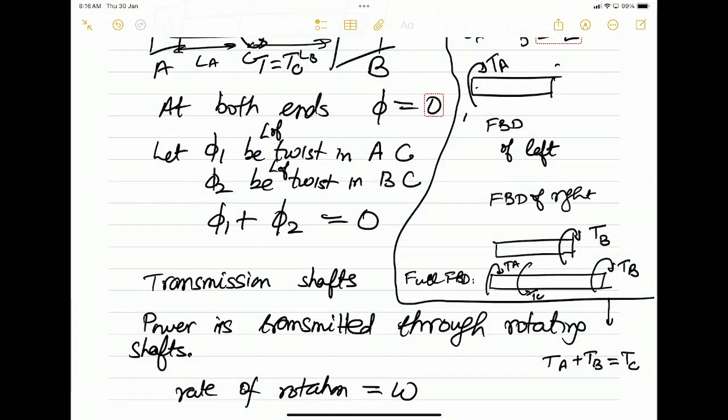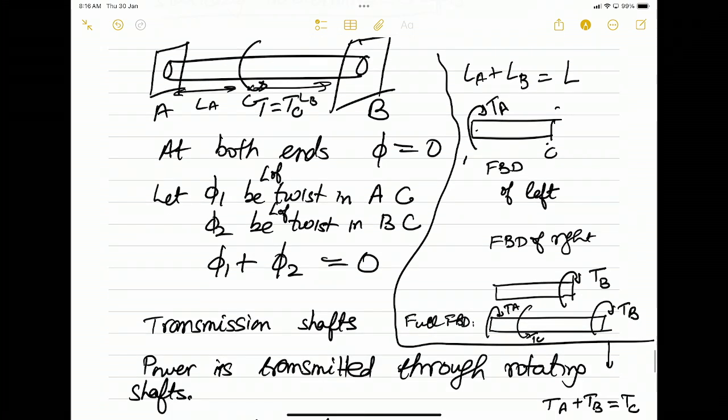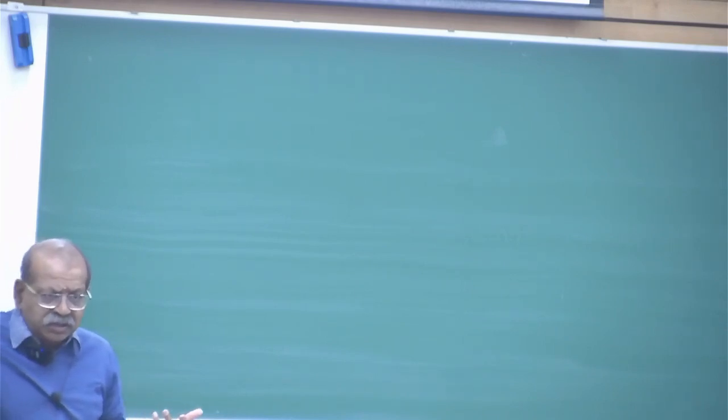So then, if I look at this point C, which is just to the left of TC, and I look at this free body diagram of the left, then what can I get about phi at C? The angle by which this will twist. So phi at C will be equal to TL by JG, isn't it? We have already seen this.